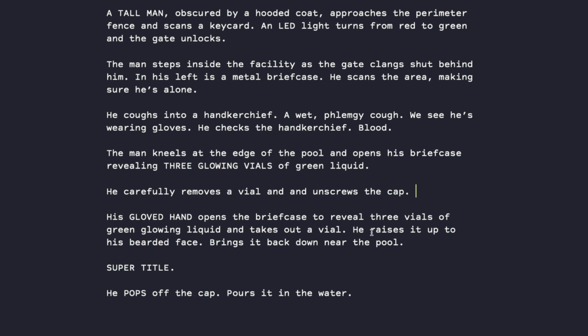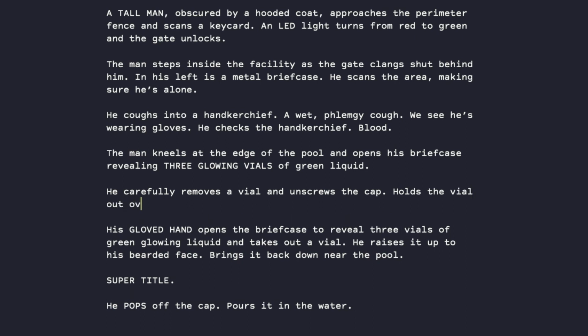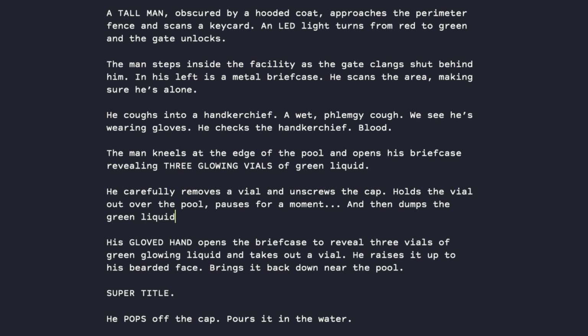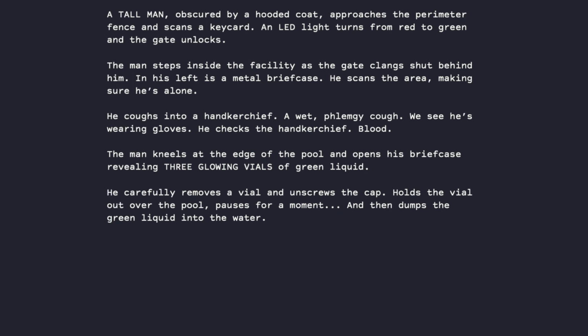And now I'm going to take some liberties and assume that Anthony wanted this character to consider his actions before dumping the poison in. So that's what I think he's going for here. I'm not sure, but let's just go with it. He carefully removes a vial and unscrews the cap. Holds the vial out over the pool. Pauses for a moment. And then dumps the green liquid into the water. All right, let's see how we did.